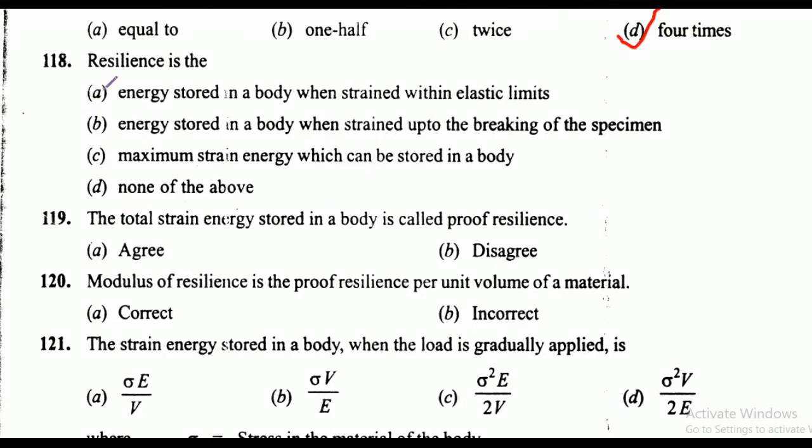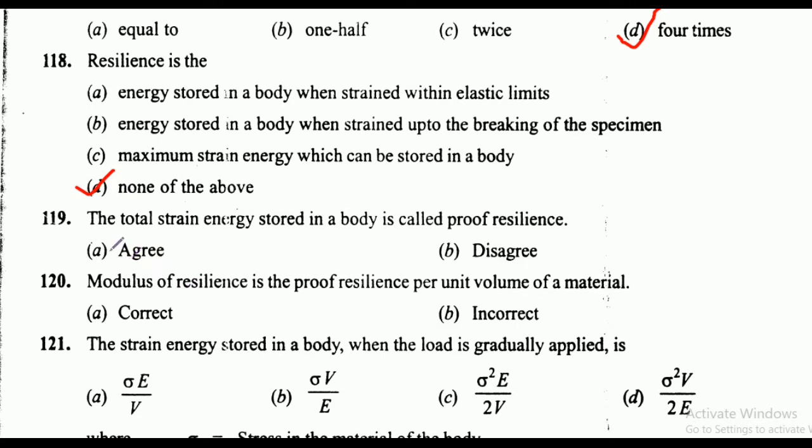Next is resilience is the. Options are energy stored in a body when strained within elastic limit, energy stored in a body when strained up to the breaking point of breaking of the specimen, maximum strain energy which can be stored in a body, and option D is none of the above. So here, friends, correct answer is option D, that is none of the above.